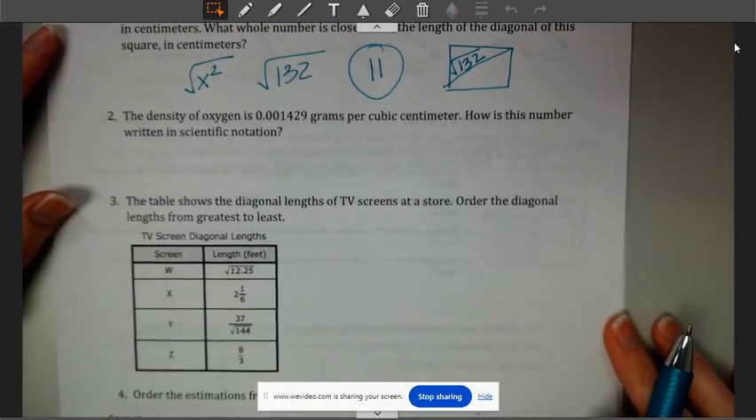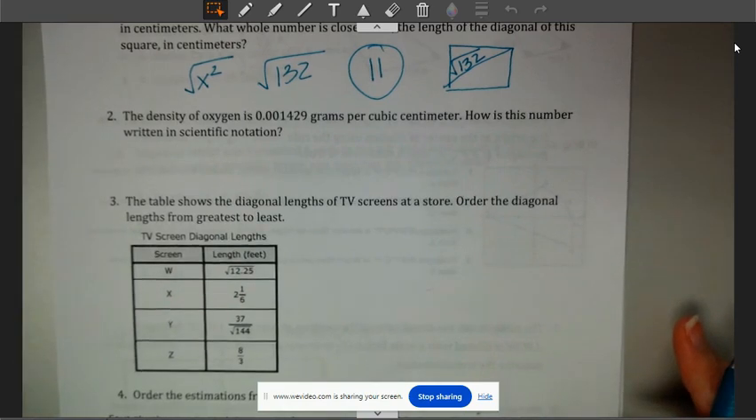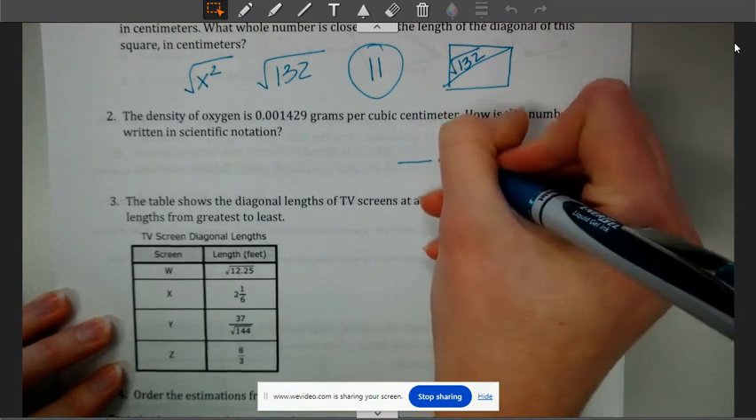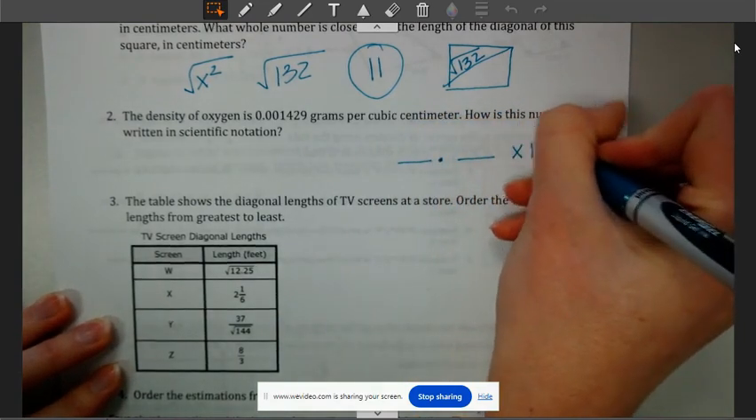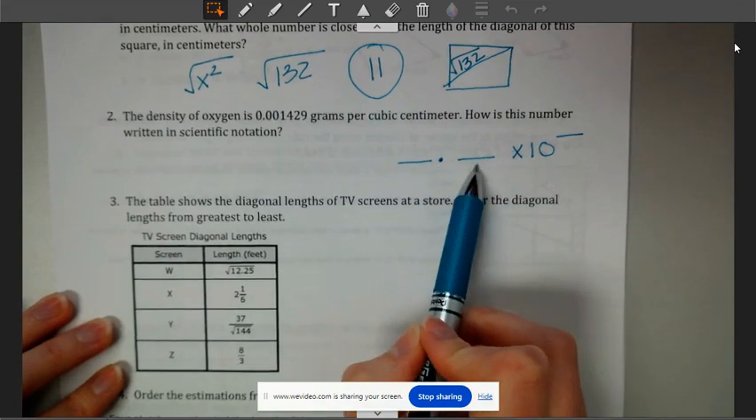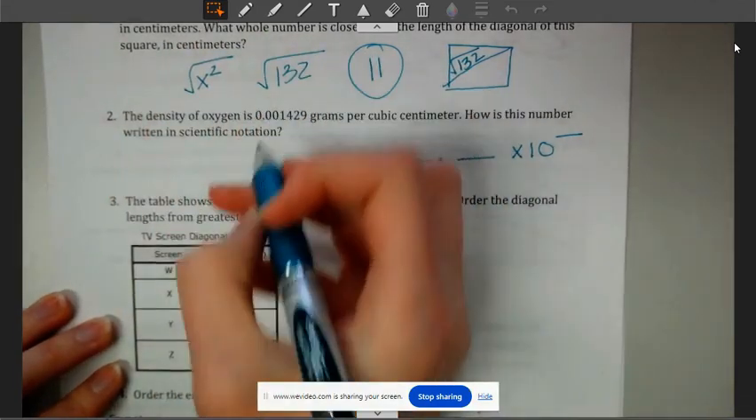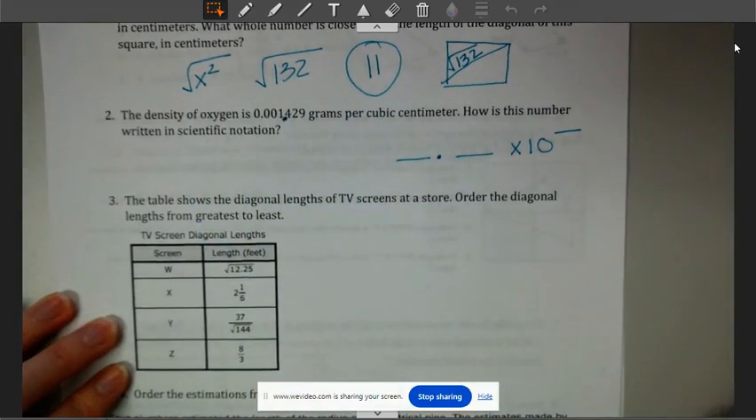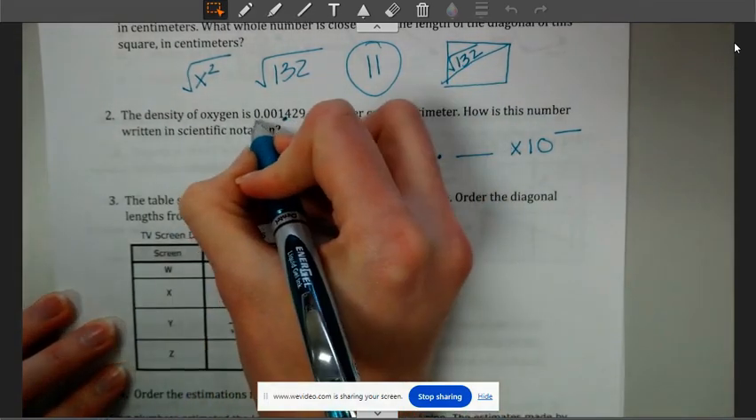Okay, number 2. The density of oxygen is 0.001429 grams per cubic centimeter. How is this number written in scientific notation? Well, when you write something in scientific notation, this is the format we are trying to fill in. We have one number in front of the decimal, followed by our other significant digits, to an exponent. So here, I want my decimal to end up between the 1 and the 4. So I'm going to move it 3 times.